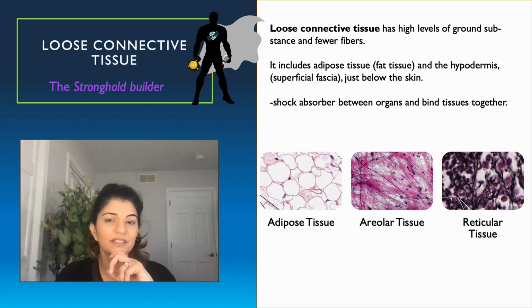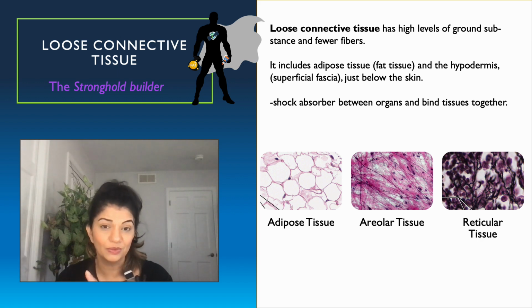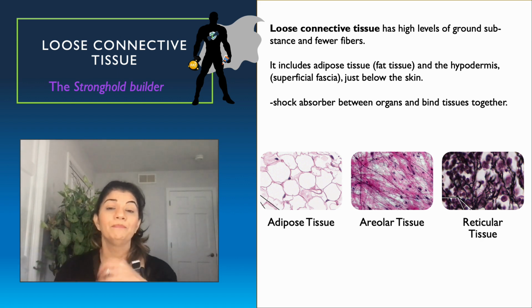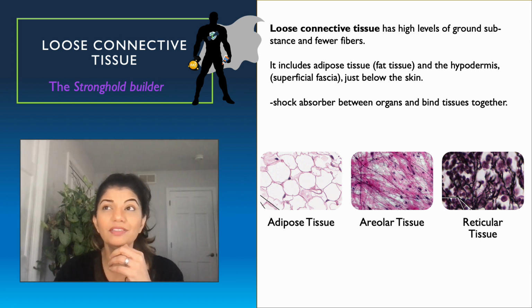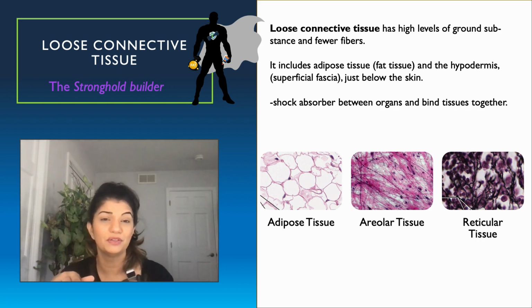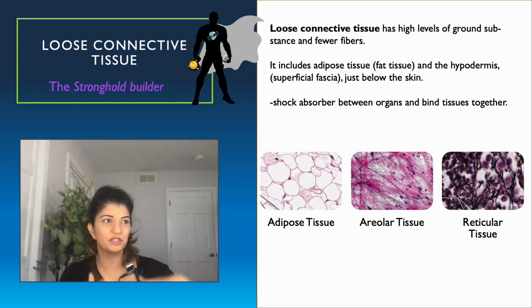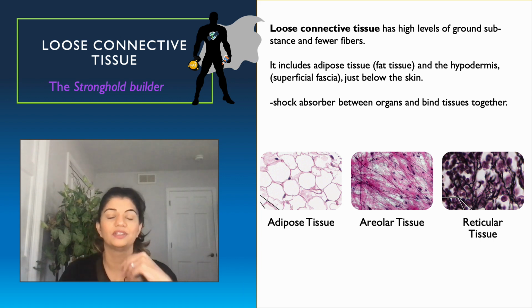What it does is fill spaces between muscle fibers, surround blood or lymph vessels, and support organs in the abdominal cavity, basically. And the other thing it does, it underlies most epithelial cells and represents the connective tissue component of epithelial membranes. Remember we talked about apical and basal, that sort of thing.